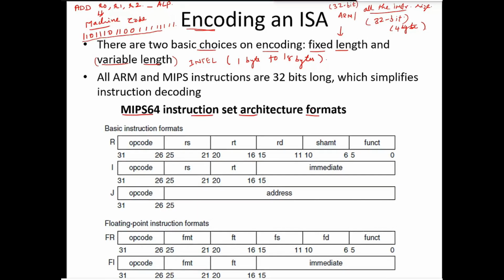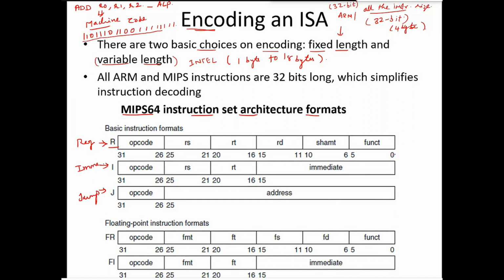So if you take the MIPS instruction set architecture format, anything you take, this is for instruction format. Here R specifies the register addressing mode, I is for immediate, and J is for jump. Here they clearly show bits 0 to 31, so it is a 32-bit instruction. The opcode part tells what operation we are going to do, for example an add operation. And RS is a source register, then temporary register, destination register. Those are all registers.